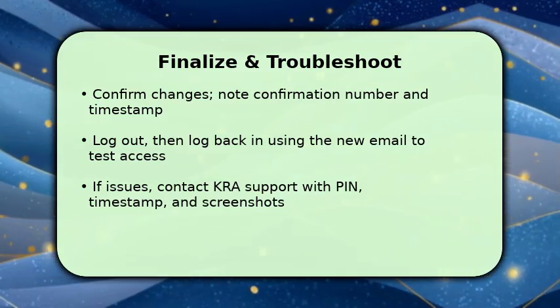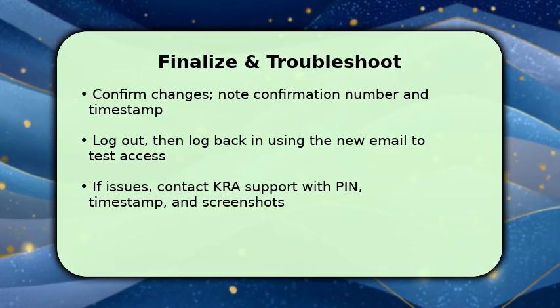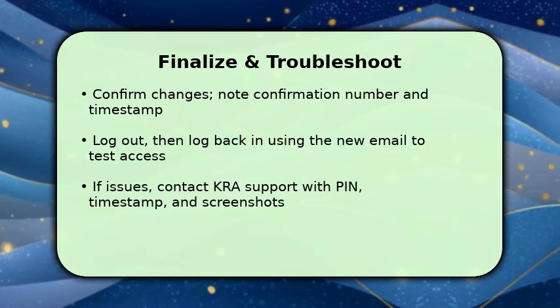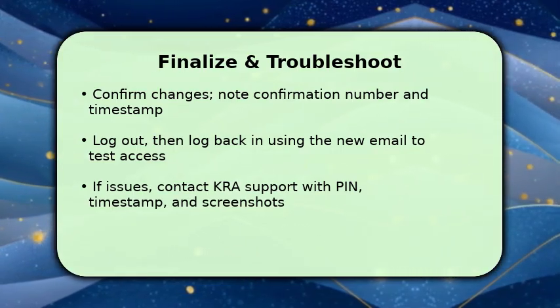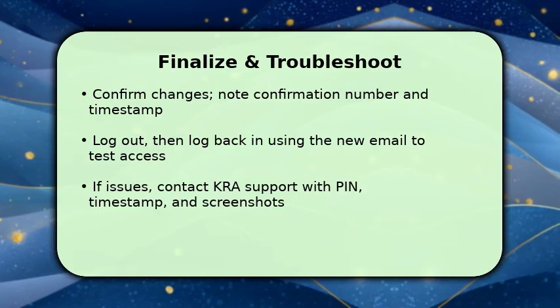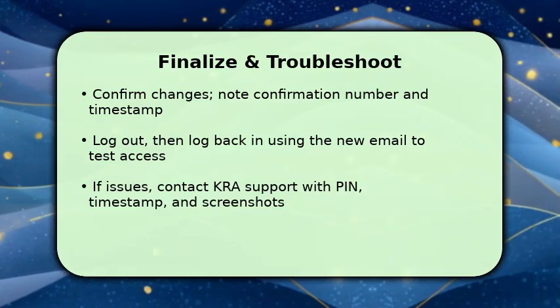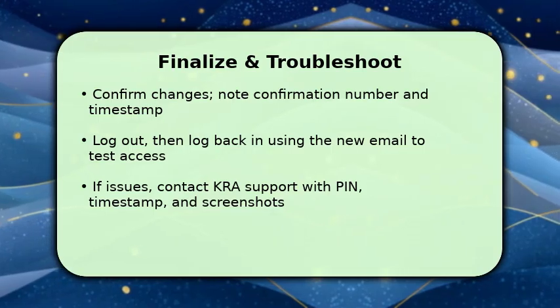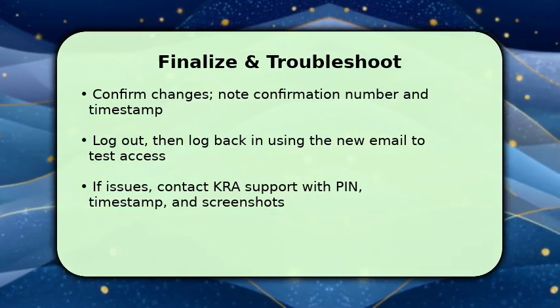If the system rejects the change or you do not receive confirmation, pause and gather proof: PIN, confirmation number, time, and screenshots, and contact KRA support immediately for escalation. That troubleshooting step speeds resolution and prevents registration conflicts.